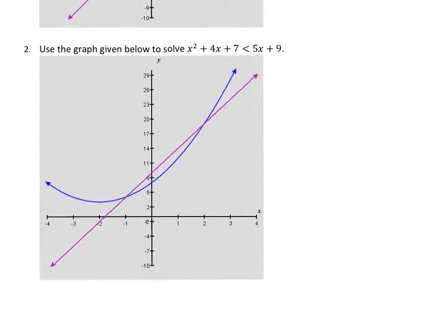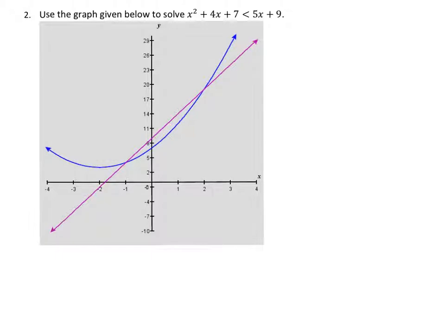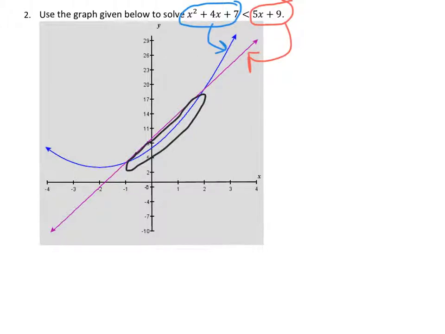Let's try the next one. Again, in this case, the first expression has an x squared, so we know that's going to be the parabola. And the other expression doesn't have an x squared, so that's going to be the line. And in this case, since the symbol is less than, we're looking at where the parabola is lower than the line. The place where that happens is right in this region here. I'm going to circle it. That parabola is lower than the line.